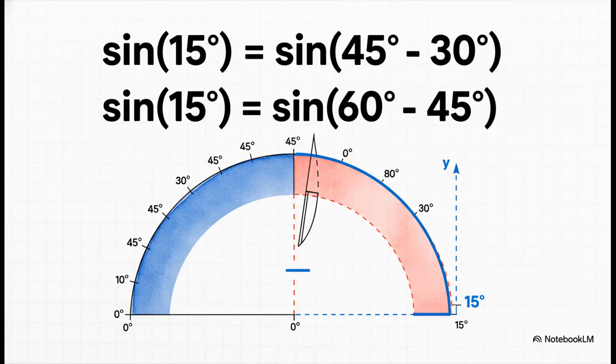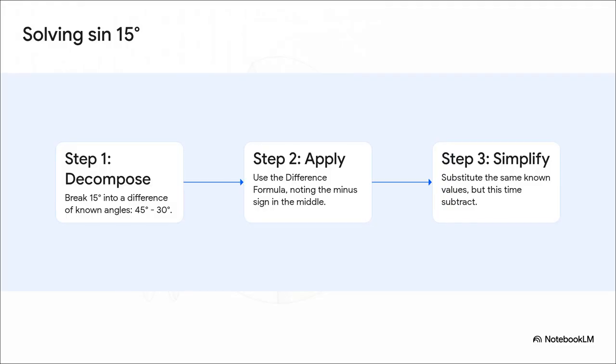Our new target, sine of 15 degrees. And you can probably guess which formula we're going to need for this one. And guess what? The process is exactly the same, just with subtraction. First, we break down 15 degrees into two angles we know, like 45 minus 30. Then, we plug those into the sine difference formula. And look, there's that minus sign in the middle, exactly where our memory rules said it would be. From there, it's the same deal. Substitute those unit circle values, do a little bit of algebra, and we've got our answer.